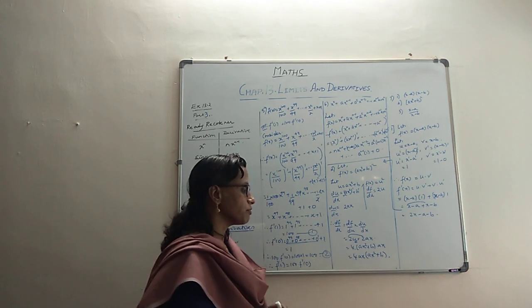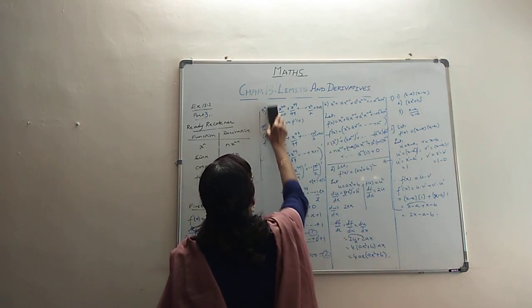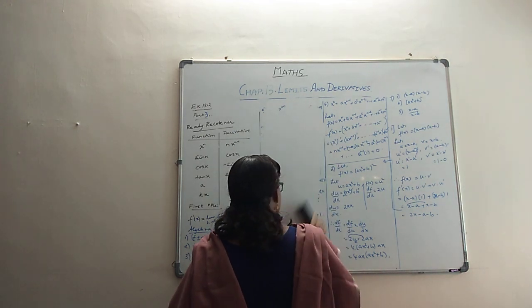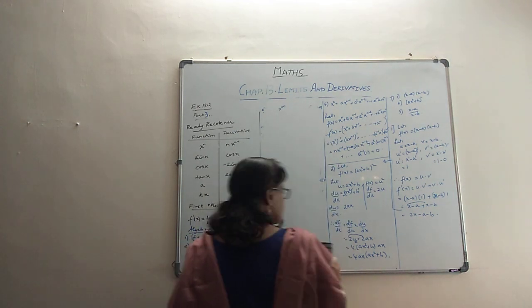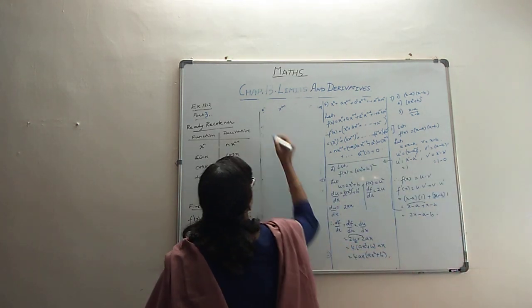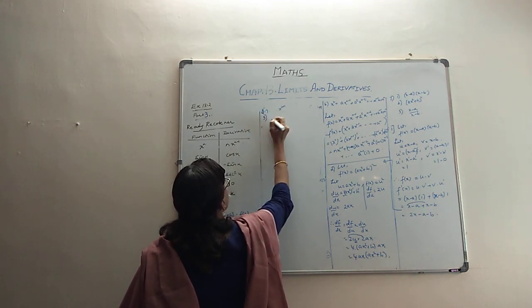There's one more part left where we take the quotient rule for finding the derivative of functions. So let's also take that and see how it works. Part 3, question number 7, part 3.